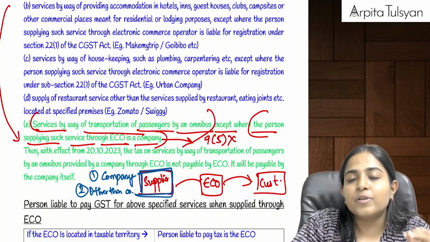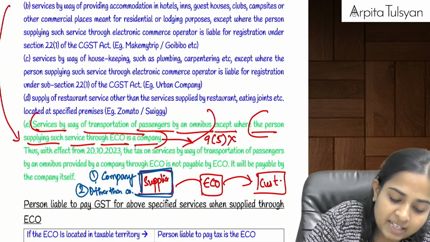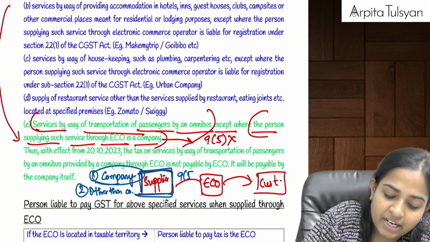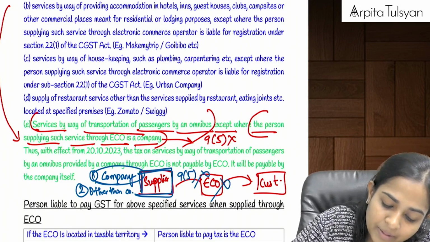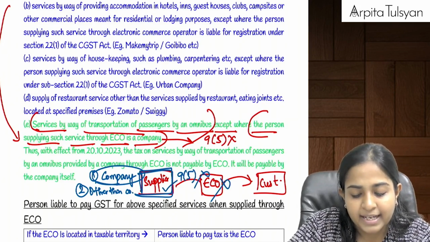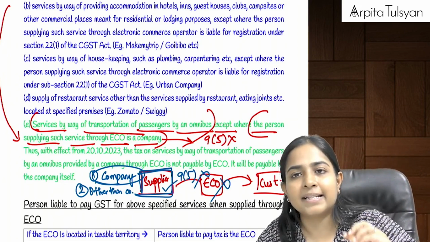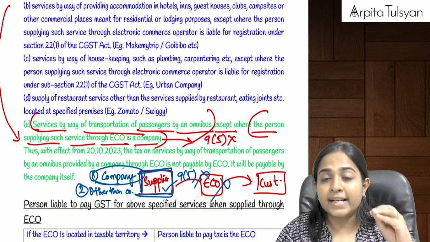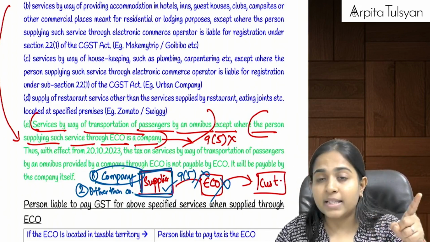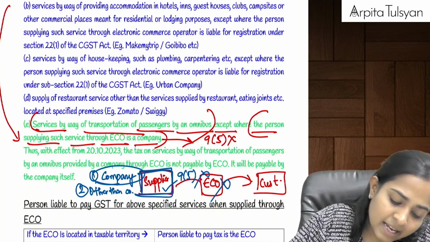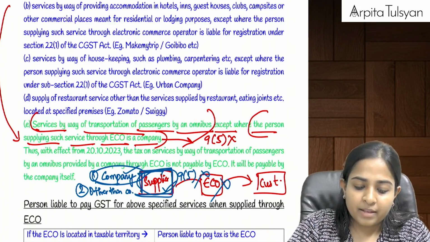If the person who is supplying the service through ECO is a company, then section 9(5) is totally not applicable. Section 9(5) not applicable means ECO is not required to pay the tax on it. Tax on it will be paid by the supplier. So basically they are telling that when the supplier is a company and is providing services by transportation of passengers by omnibus only, not other modes of vehicle, then let the responsibility of payment of tax be on the company. Are you clear with this?